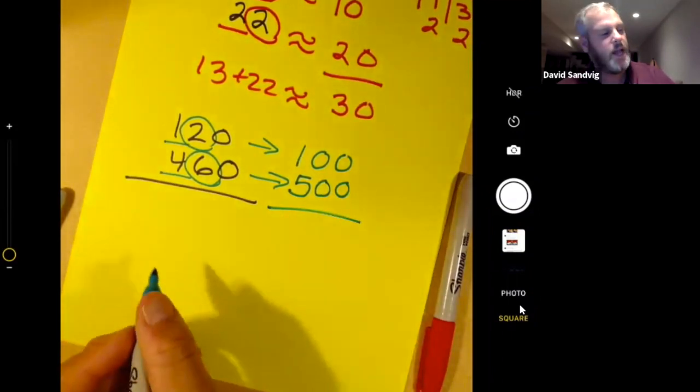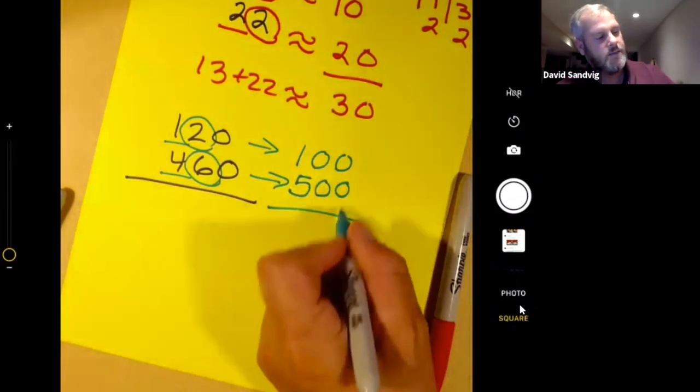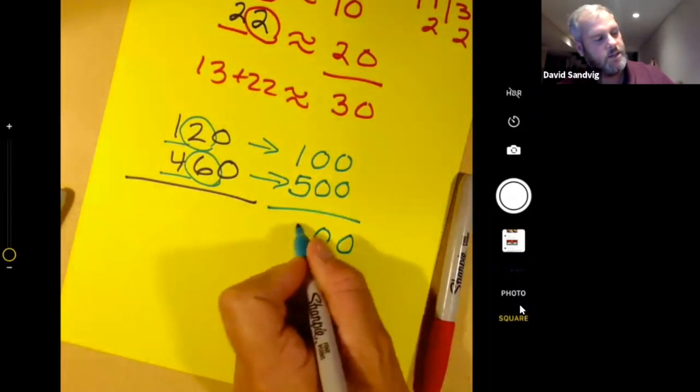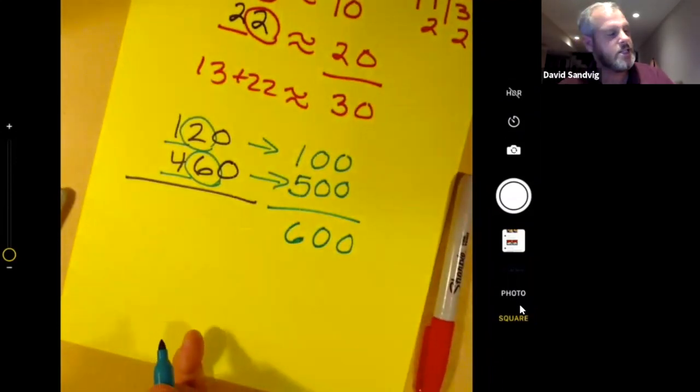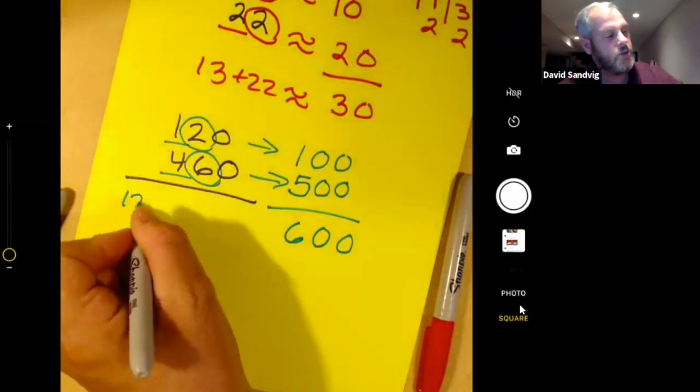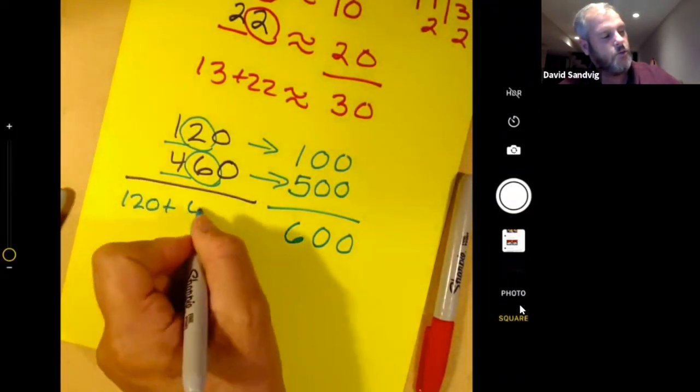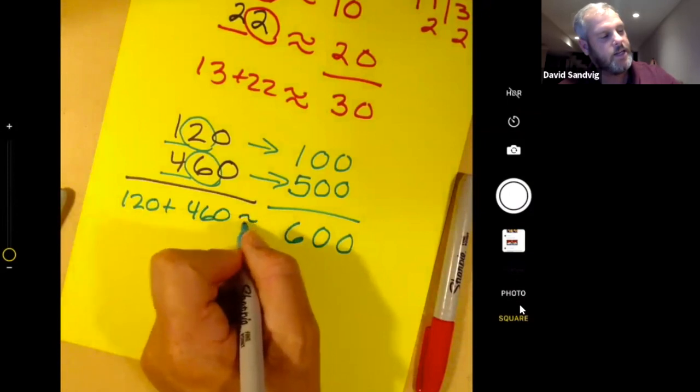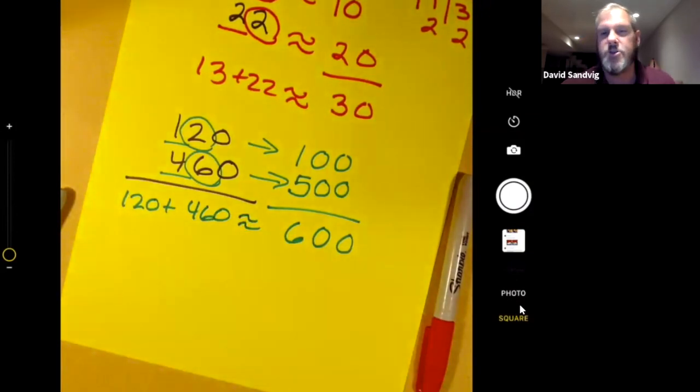And now simply add them together. 0, 0, 6, 600. So 120 plus 460 is approximately 600. That is an estimation. It is not the exact answer. It is not the true sum of 120 plus 460. It is an estimation.